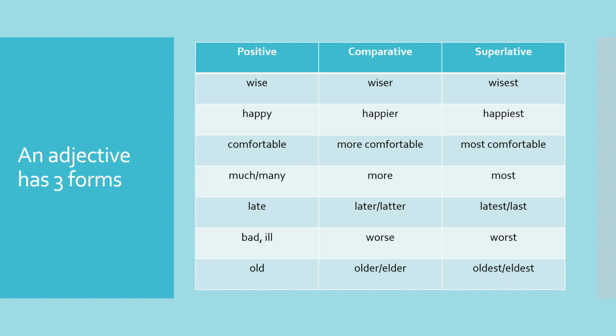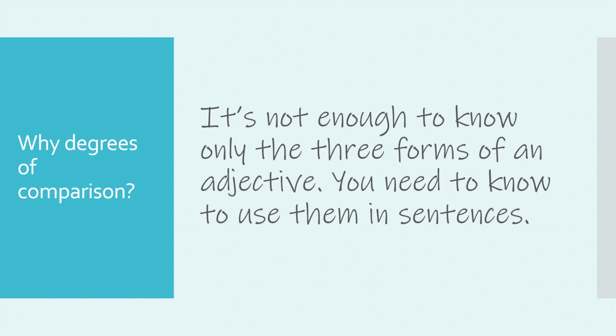Similarly, for the positive degree adjective much or many, we have more and most as the other two degrees. Late, later, latest, or latter and last. For bad and ill, we use worse and worst. For old, we say older, oldest, or elder, eldest.